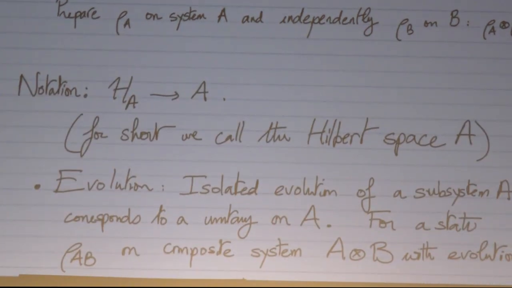Just a notation for short for now: instead of saying HA for the Hilbert space corresponding to the system A, I'll just use A. So A is the Hilbert space and also the label of the system.